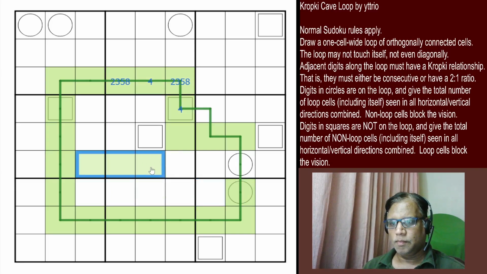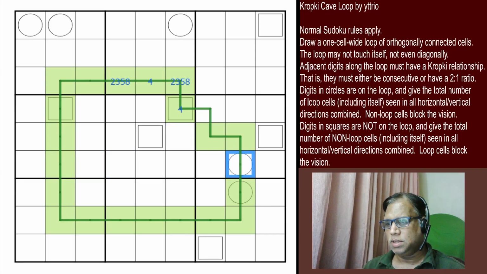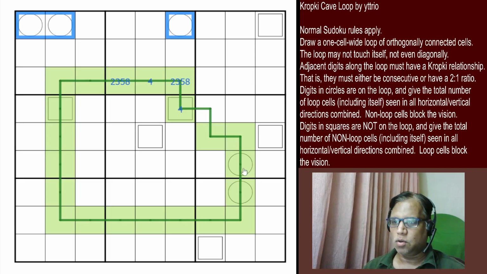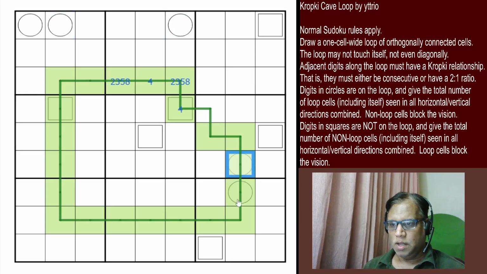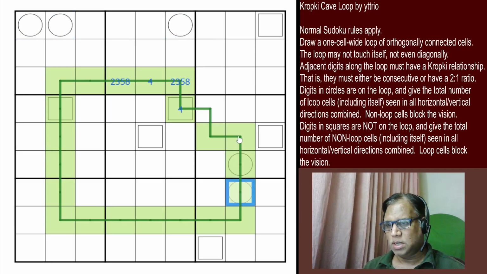So okay, let me just now remove these things. So what does this mean? Look at this circle, right? It is already on the loop. They have told us that all the circles are on the loop, right? Digits in circles are on the loop. And if you look at these two, these are looking at 1, 2, 3, 4. So both are looking at 4. So those must be 4 here, right?